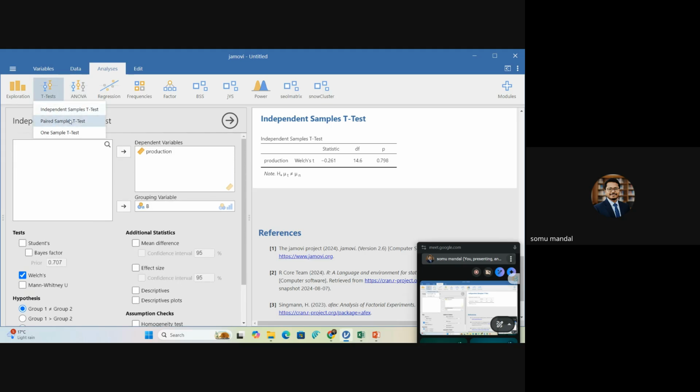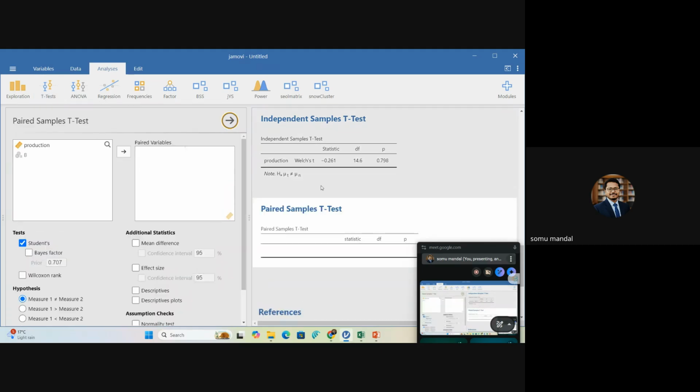Here you can find another test called the paired sample test. Paired sample test means, suppose you have one field, one particular plot, or a few plots. You try to find out the same thing: what is the production before the application of agricultural intervention and after the agricultural intervention?